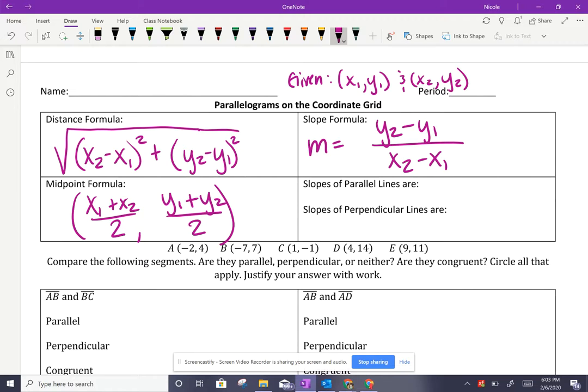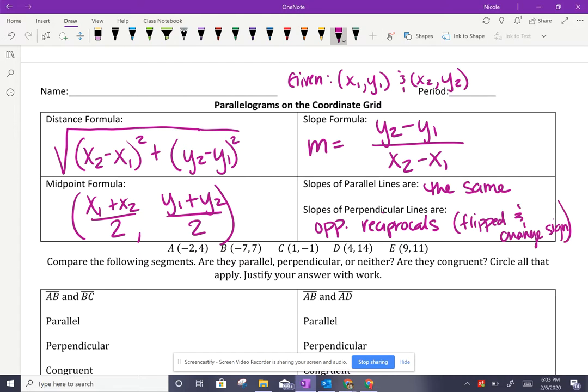And then just a refresher, the slopes of parallel lines never touch. Parallel lines never touch. Their slopes are the same. And slopes of perpendicular lines are opposite reciprocals. So flipped and change sign. Okay, so we'll be able to identify if lines are parallel or perpendicular just based off of the slopes. And we will come back after this.